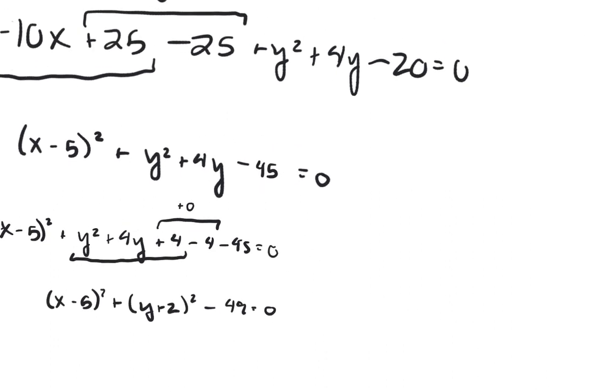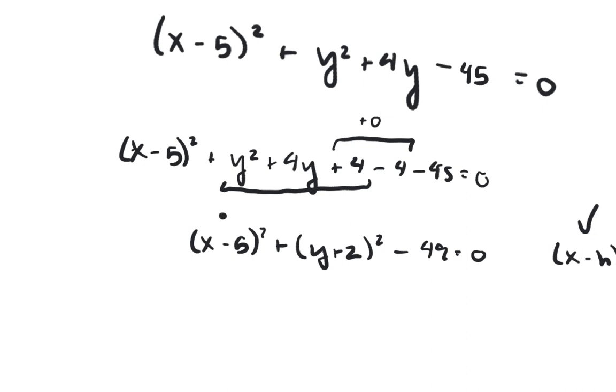If you remember, our circle equation from earlier should be (x minus h) squared plus (y minus k) squared is equal to r squared. This is fine. This is fine.